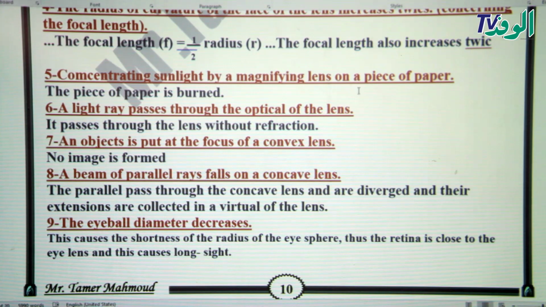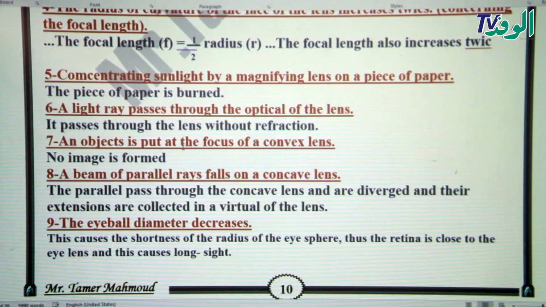Number five, concentrating sunlight by a magnifying lens on a piece of paper. What will happen? The piece of paper will burn. Number six, a light ray passes through the optical center of the lens. It passes on a straight line without being refracted.